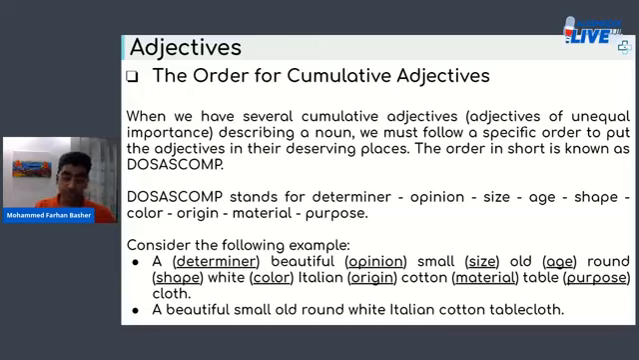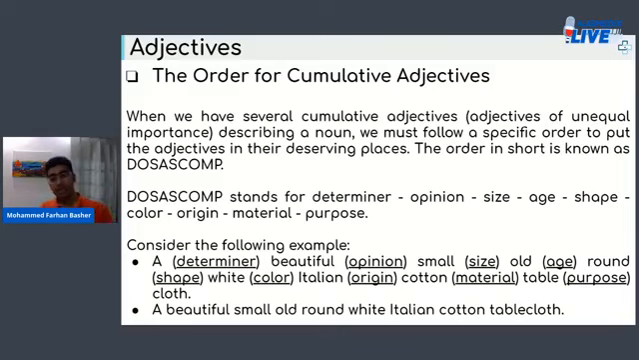So a beautiful, a being the determiner, after the determiner comes your opinion. So the tablecloth looks beautiful to you, so it's your opinion. But it may not appear as beautiful to someone else. So since you have your opinion, you just put your opinion right after your determiner. So you say a beautiful, small, then you come up with the size of it.